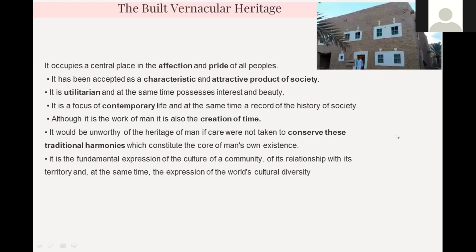Basically, the Built Vernacular Heritage occupies a central place in affection and pride, meaning that it has a very high sentimental value for people, which makes it a characteristic and an attractive product of society. It is very practical and at the same time possesses interest and beauty. Although it focuses on contemporary life, it also appreciates the record of the history of society. Although it is a work of man, it is also the creation of time. So it is better to take into consideration the traditional harmonies which constitute the core of man's own existence. And finally, it is a fundamental expression of the culture of a community, of its relationship with its territory, and the expression of the world's cultural diversity.